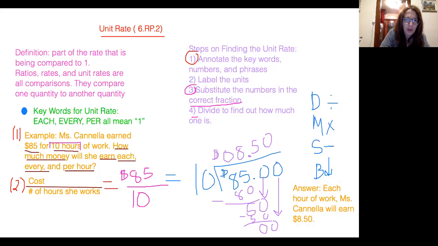So I'm going to write up over here that when you find the unit rate, guys, you are going to be dividing. Let me just finish that up for you. You are going to divide. Unit rate means division. I can't stress that enough. Unit rate means you're going to divide. You're dividing the total by the number that you have to figure out.